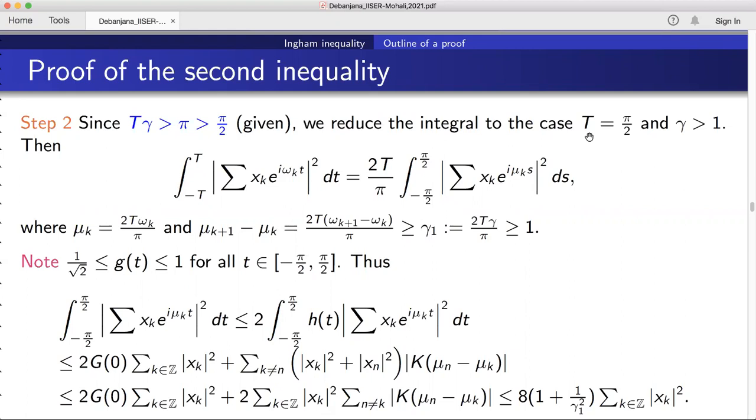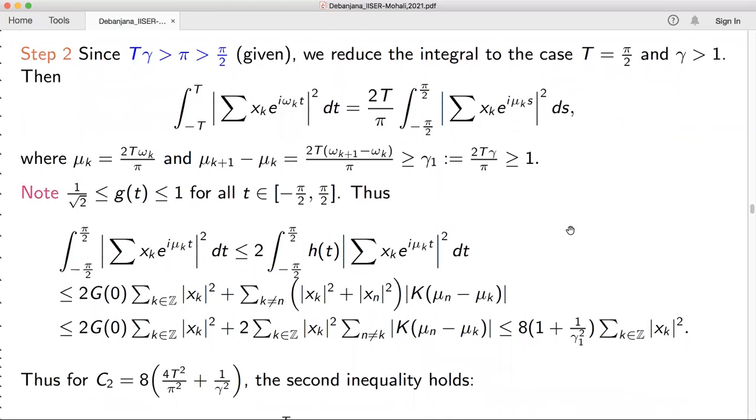And why are we taking pi by 2 instead of pi? Because you see how we choose it, g_t will have the lower bound when t is only from minus pi by 2 to pi by 2. And that is what we will exploit here. So now we need the other inequality, right?